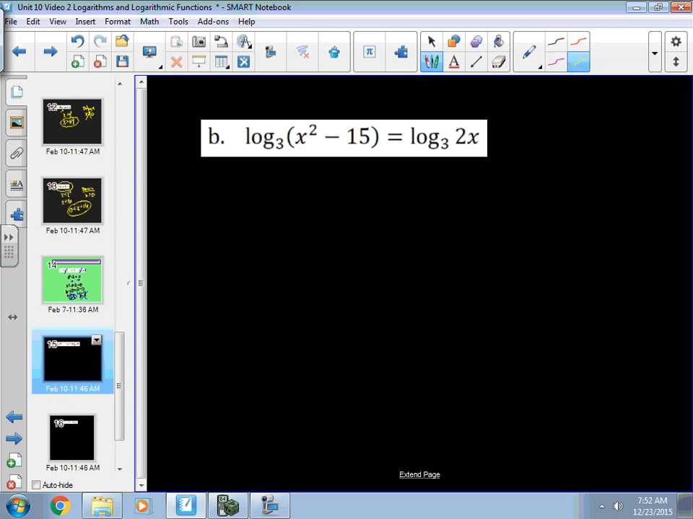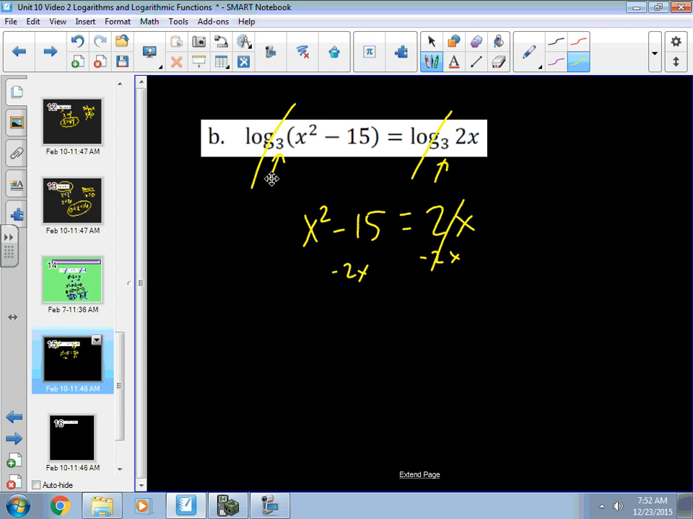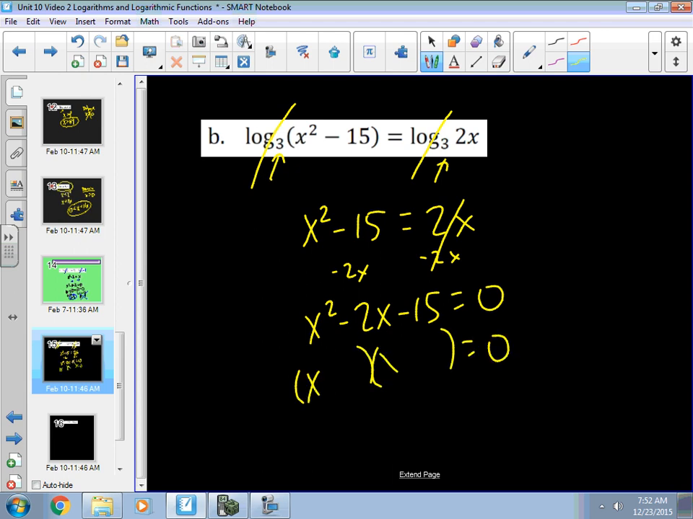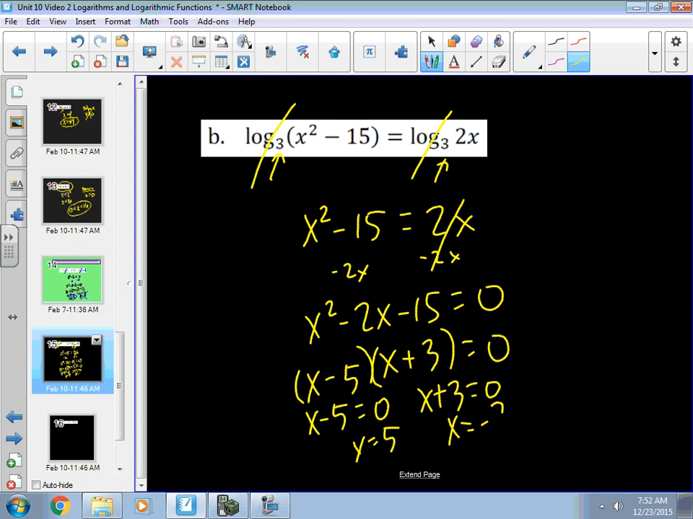Let's try B. Okay, again, we got log of the same base on both sides. You can drop that out. So you got x squared minus 15 equals 2x. Now if we can solve this, then we got the answer. Again, this one's a quadratic. We're going to need to get everything to the same side. Okay, this one looks like it factors here. Got x and x. What multiplies to negative 15 and adds to negative 2? Negative 5 and positive 3. Put them both equal to 0 and solve. And we get answers of 5 and negative 3.